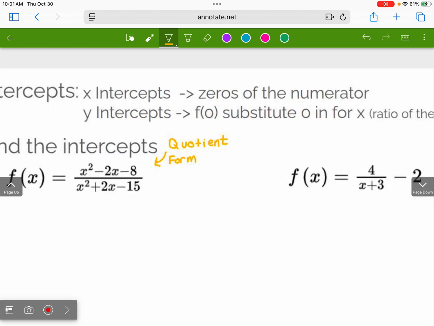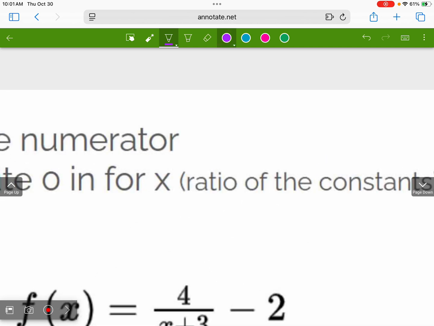So when we're looking for our x-intercepts, we want the zeros of the numerator. Because if we think about x-intercept, that's when we have some number for our x, but our y is going to be 0. So if I want my y to be 0, my answer to be 0, that means my numerator has to be 0. 0 over anything is 0. So to find our x-intercepts, we find the zeros of the numerator.